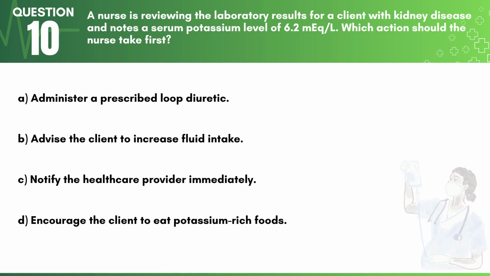Question 10. A nurse is reviewing the laboratory results for a client with kidney disease and notes a serum potassium level of 6.2 milliequivalents/L. Which action should the nurse take first? A. Administer a prescribed loop diuretic. B. Advise the client to increase fluid intake. C. Notify the healthcare provider immediately. D. Encourage the client to eat potassium-rich foods.